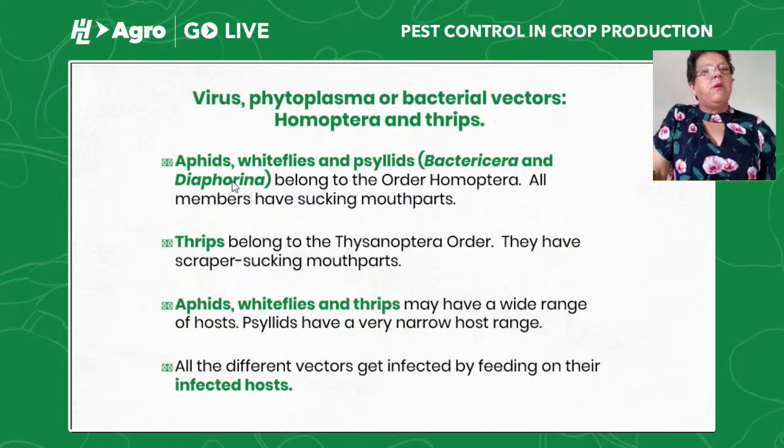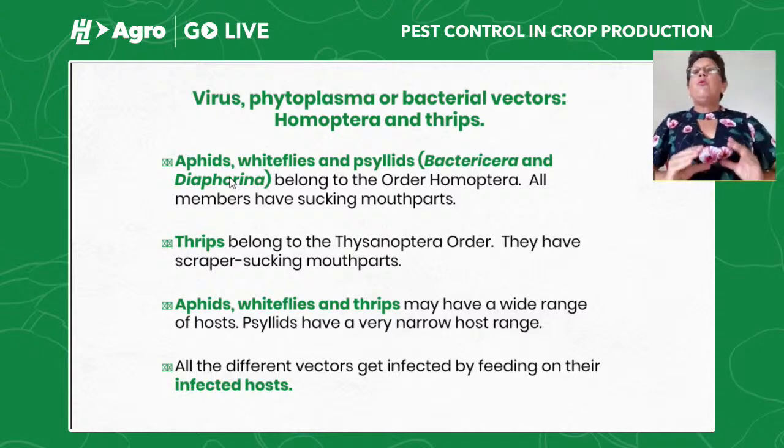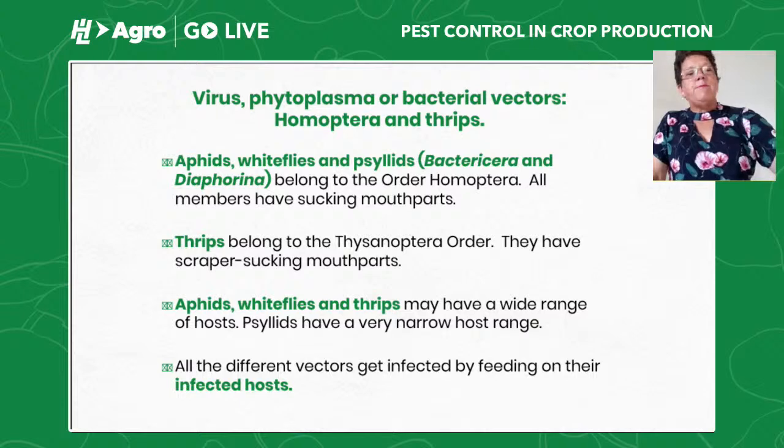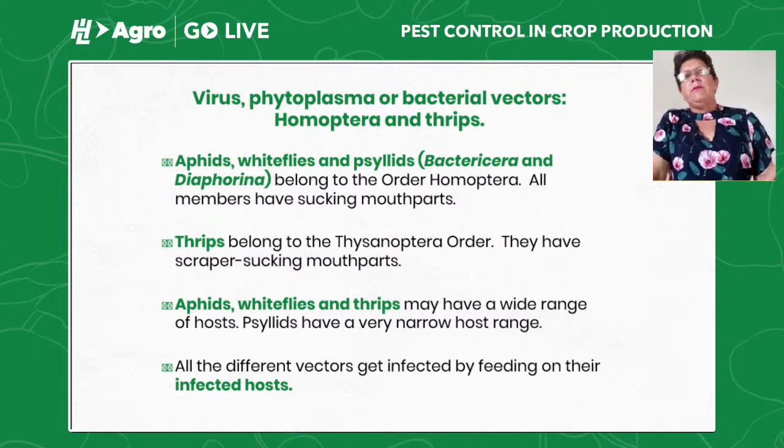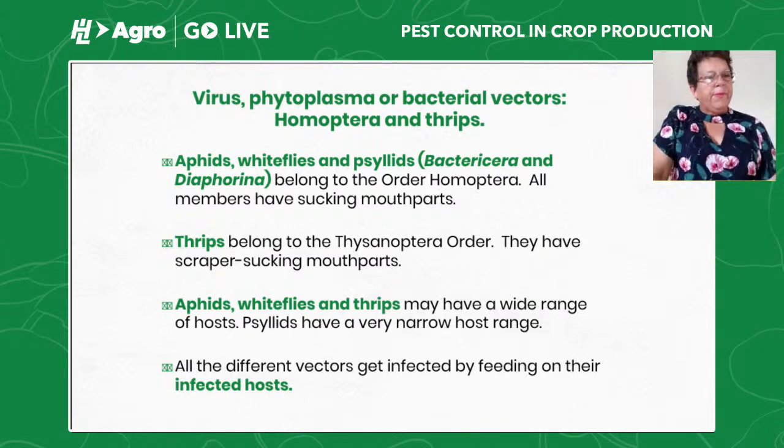Virus, phytoplasma, or bacterial vectors. You have 2 groups of insects here. You may have Homoptera: aphids, whiteflies, and psyllids are Homoptera, and you may have thrips as vectors as well. Homoptera have sucking mouthparts. Thrips belong to the order Thysanoptera, and they have scraper-sucking mouthparts.